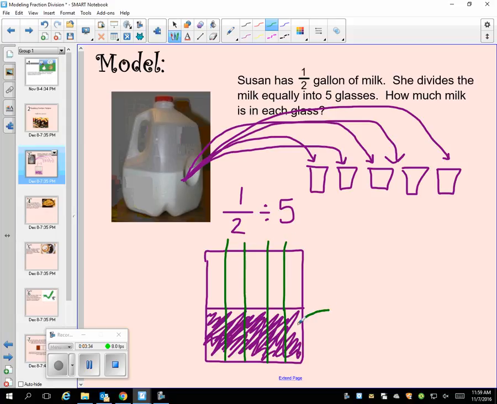This is my answer right here. This is not 1/5, because my whole is cut into how many pieces? 1, 2, 3, 4, 5, 6, 7, 8, 9, 10 pieces. So the value of one of these is 1/10. So how much is going into each glass? 1/10 of a gallon.